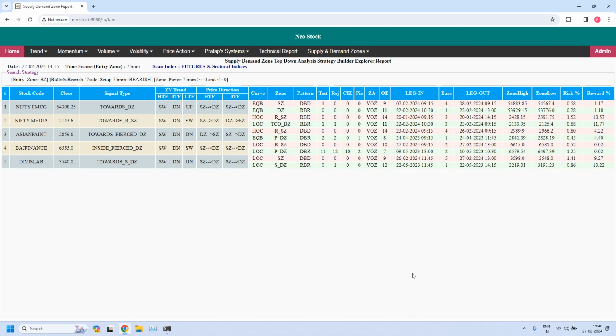So this is about a bullish and bearish trade setup for monthly income trade and weekly income trade.